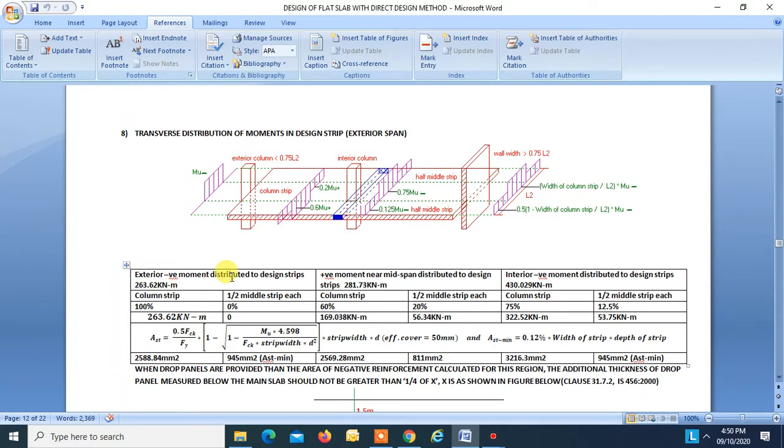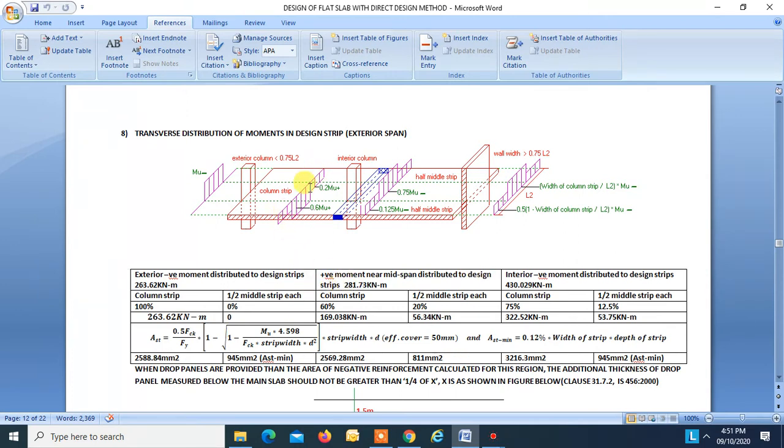Exterior negative moment distributed to the design strip. The moment over here is 263.62. As the width of the column is less than 0.75 l2, 100% of this moment will be taken by the column strip, and the moment taken by the half middle strips, this half middle strip and this half middle strip, will be 0%. Now, positive moment near the midspan distributed to the design strip.